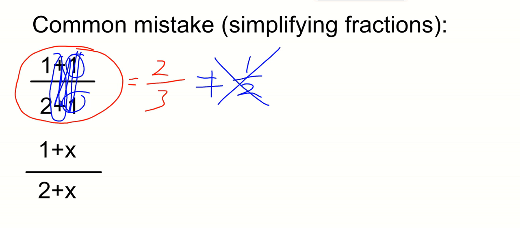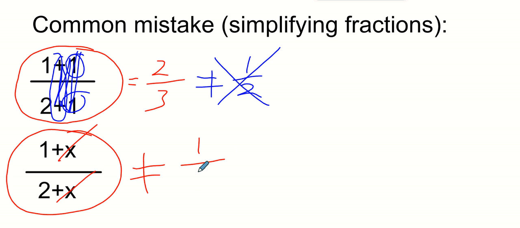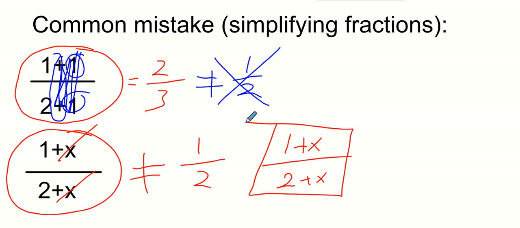I'll see that too with these types of values with variables. Students will see an x, and they just want to go ahead and simplify that out. But that is not equal to 1 over 2. That fraction is equal to 1 plus x over 2 plus x. There are no common factors between those two binomials, so that is simplified form. Okay, so make sure as you're simplifying things, you break things down into factors, and you only simplify things that are being multiplied.